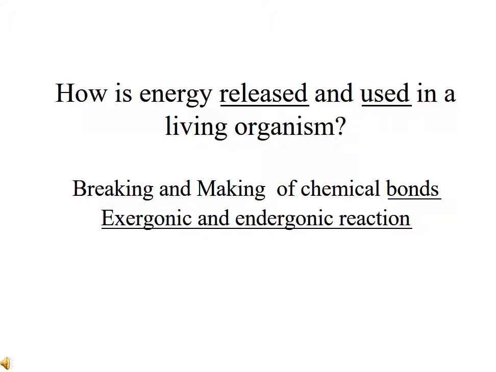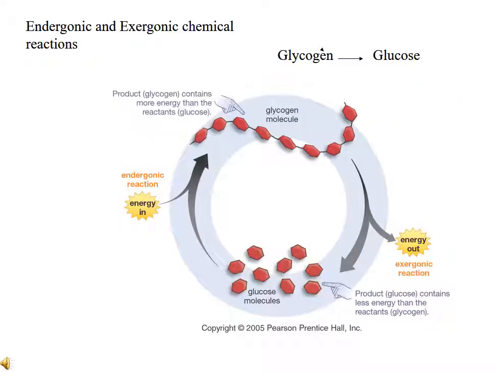We have to look at this from two perspectives. One, exergonic and endergonic chemical reactions that take place. If we take some glycogen, which is stored energy, and break it apart to glucose, when we take glycogen, which is a complex polymer, as you can see, and we break it apart to simple molecules of glucose, that process gives off energy, as you can see to the right. Energy comes out. Therefore, it is referred to as an exergonic reaction.